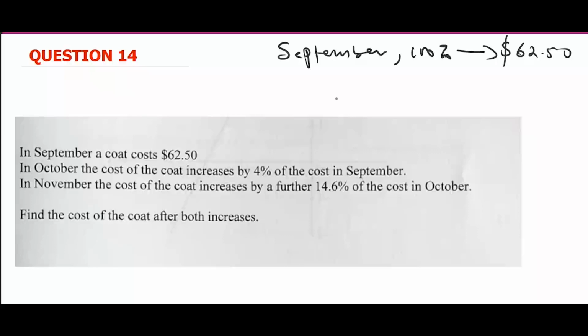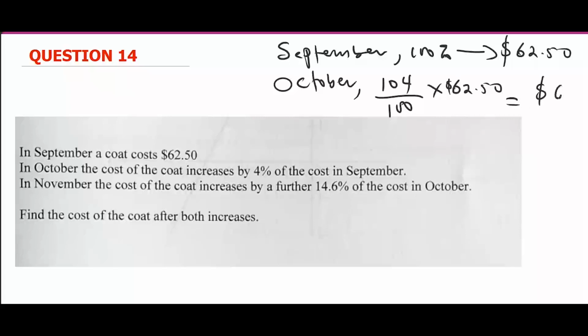$62.50. So for October, there is an increase by 4%. That means from 100% it increases to 104%. That's 104 over 100 times the cost price in September. That is $62.50. So if you take your calculator, multiply 62.5 by 104 and divide by 100, and your answer will be $65. So calculator is allowed.